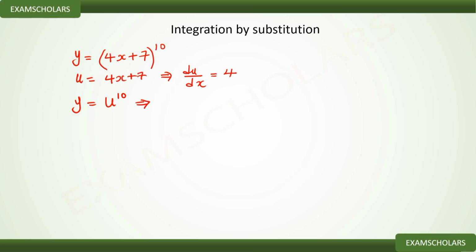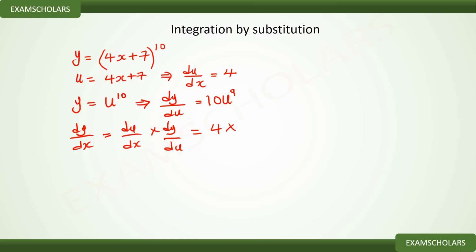You can differentiate this with respect to u: dy/du is 10u raised to power 9. What are we looking for? dy/dx. And dy/dx is the same thing as du/dx times dy/du, so 4 times 10u^9, which is 40u^9. What is u? u is 4x plus 7, so we get 40(4x plus 7) raised to power 9. You have been able to solve this without expanding.